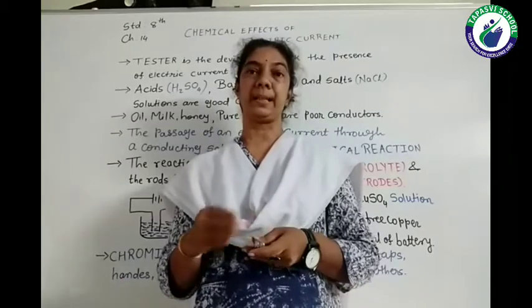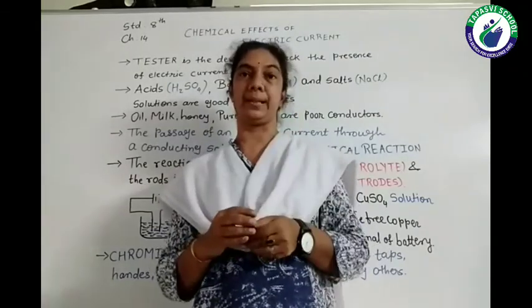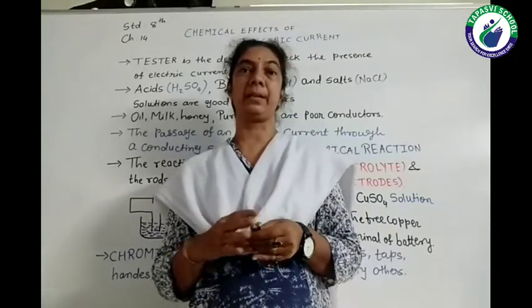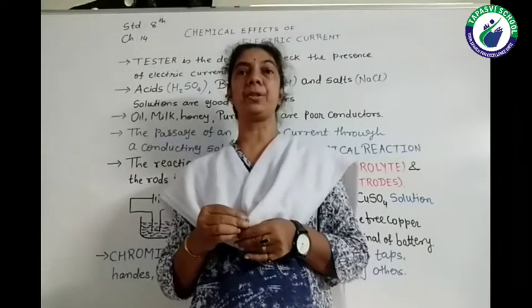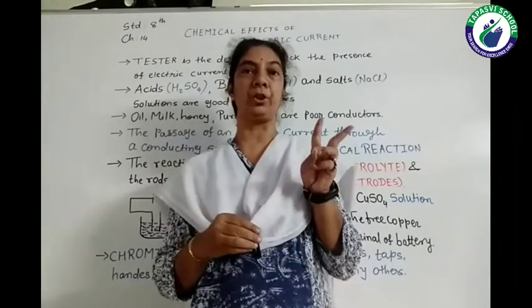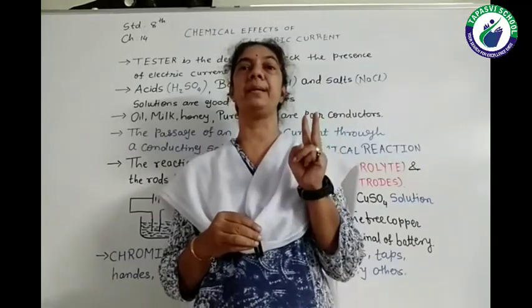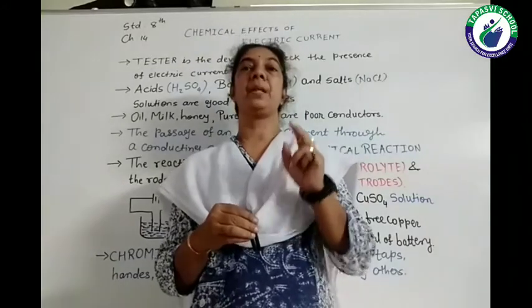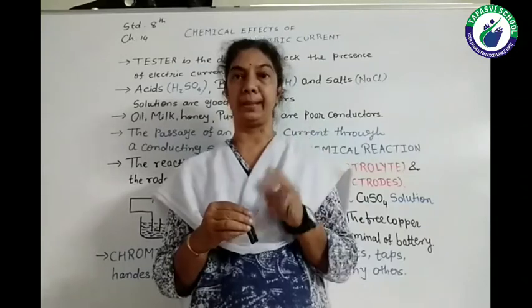After that, with the tester and different types of liquids, we can check whether the electricity passes through them or not. Based on that, we can divide them into two types. First, the good conductor, and second, the poor conductor. Sometimes this poor conductor is also named as insulator.